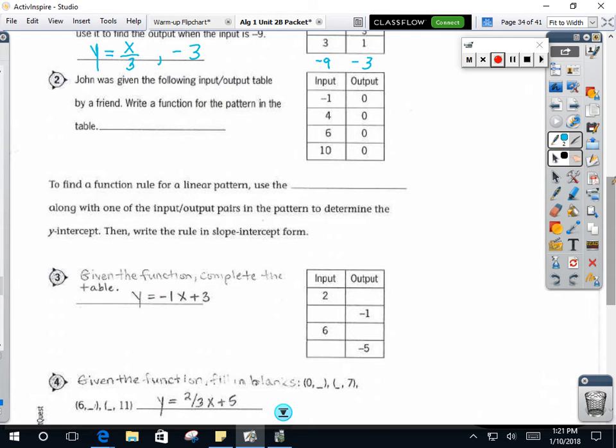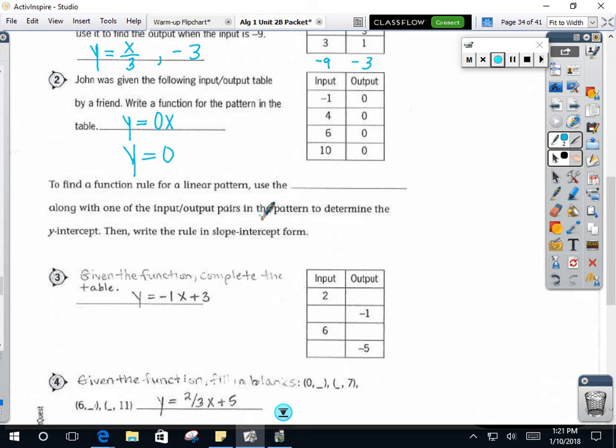John was given the following input-output table by a friend. Write a function for the pattern in the table. Okay, so this time y equals, right, so you could write 0 times the x value, because every time, if you just multiply the x value by 0, you get 0. But you could also just write it as y equals 0, because it's a constant function. Every single output is 0.